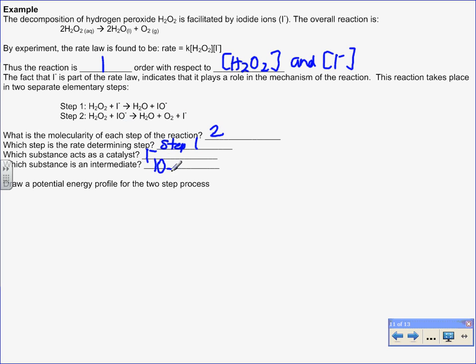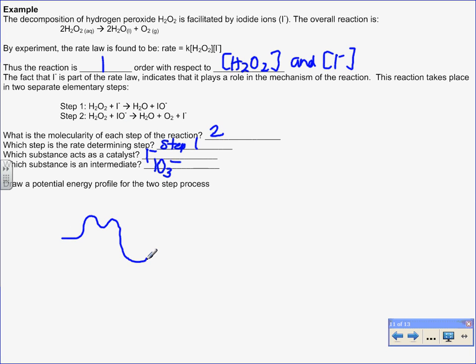So in this case, the intermediate is IO3 minus. When we're looking at an energy profile, we're starting with H2O2. We're going to make I minus, and then we're going to do the second step of the reaction.